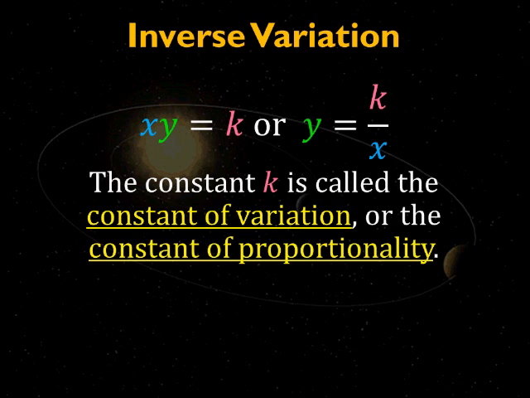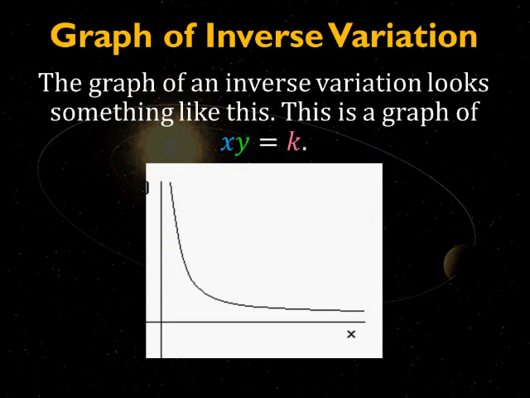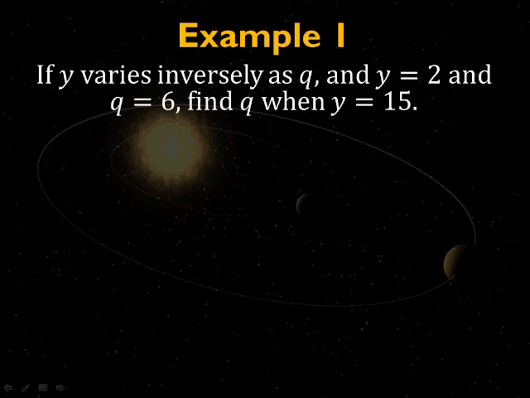Let's take a look at example 1. Before we do that, let's take a look at a graph. So this graph is what xy equals k looks like. Notice that as x gets larger, y gets smaller. And as x gets smaller, y gets larger. We'll look at this graph again up in section 9 when we do hyperbolas, because this is basically what this shape is.